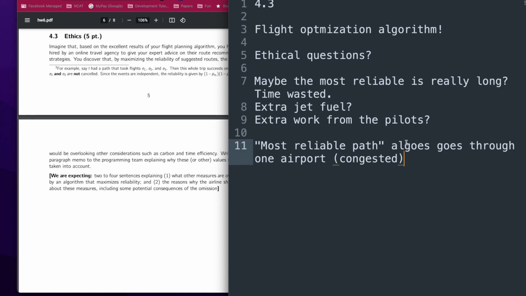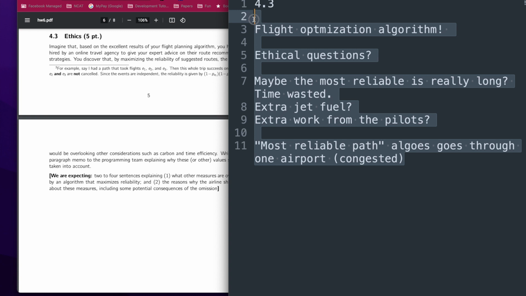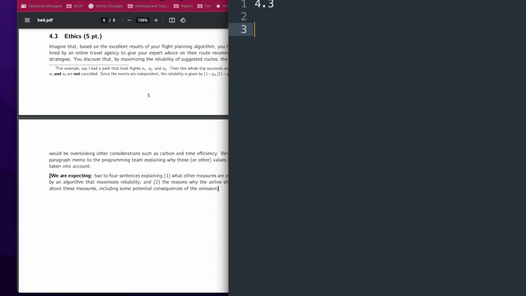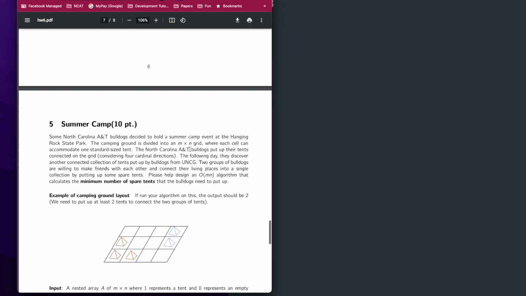So just talk about what some other considerations are. It's not enough just to solve the computer science problem. If you implement this algorithm and use it to recommend flights to people, is that really what you want to do? Are there other things you should think about before recommending flights to people? Are there other things you should optimize for that are not included?